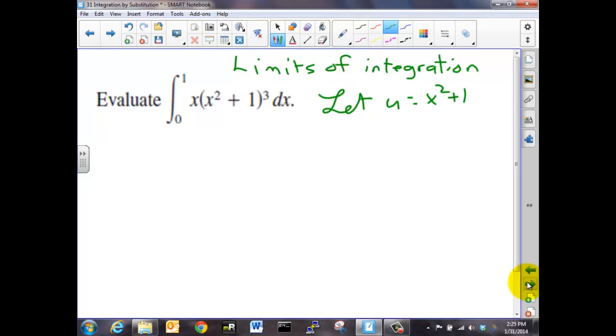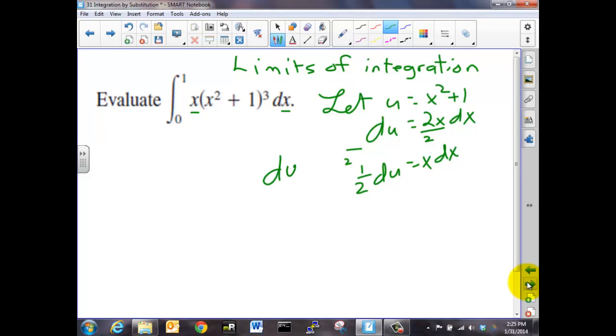X squared plus 1. So then du is 2x dx. Well, I don't have a 2 over there. So if I just divide both sides by 2, then I can say 1/2 du equals x dx. So now in place of the x dx, I can write down du, and I'm going to put the 1/2 outside the integral. Why can I put the 1/2 outside the integral? It's a constant. And in place of the x squared plus 1, I'm going to put u cubed.